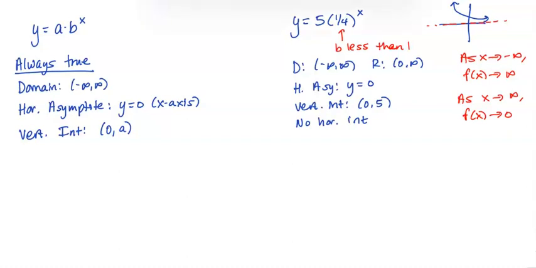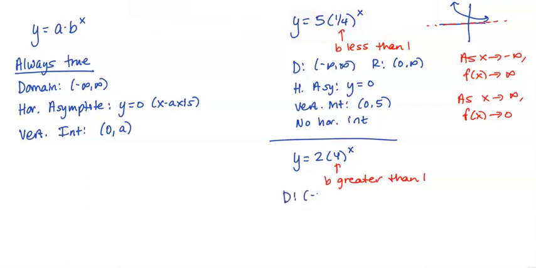So now let's look at a different function. What if we had instead y equals 2 times 4 to the power of x? So this time our base b is greater than 1. Some things are still the same.